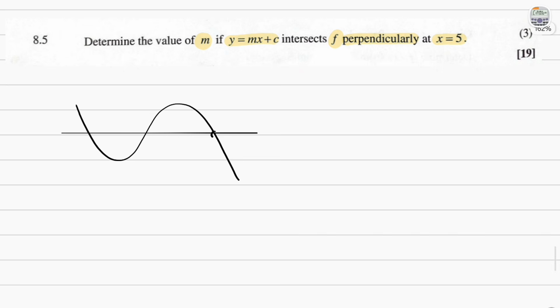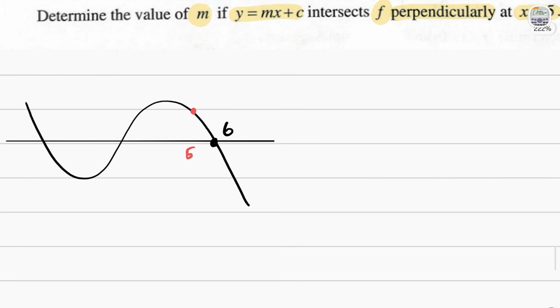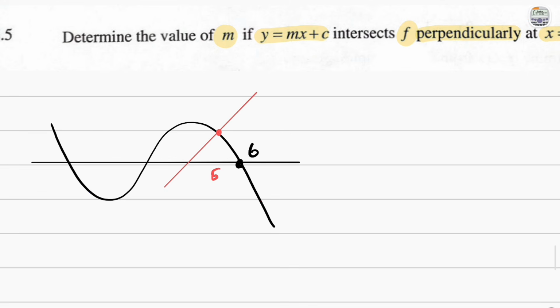Remember that we had an x-intercept of 6. So this line is somewhere where x is equal to 5, maybe somewhere here. But they're telling us that that line is perpendicular to the graph of f. So if we had a tangent at this point on the graph of f, then that line would be perpendicular to that tangent.